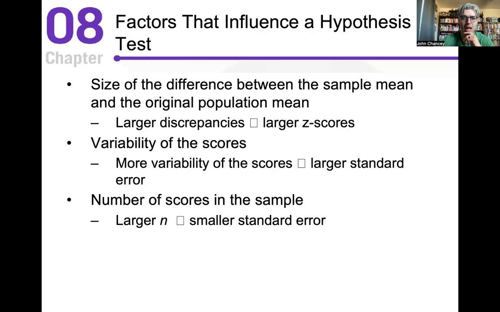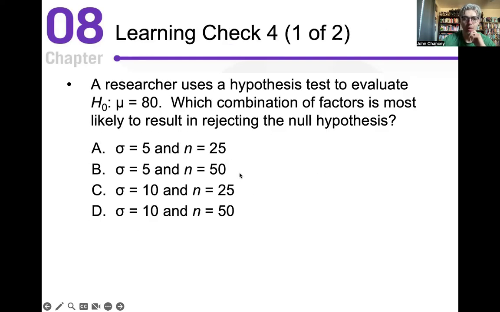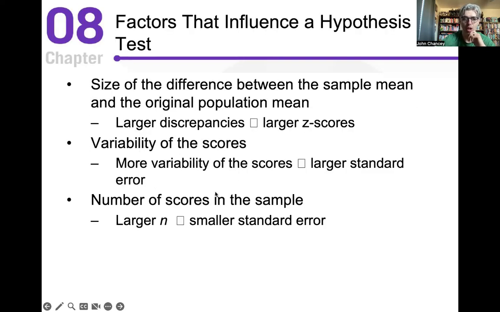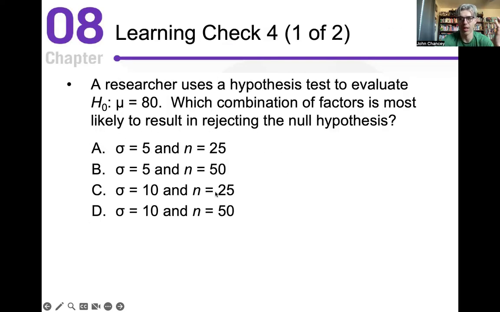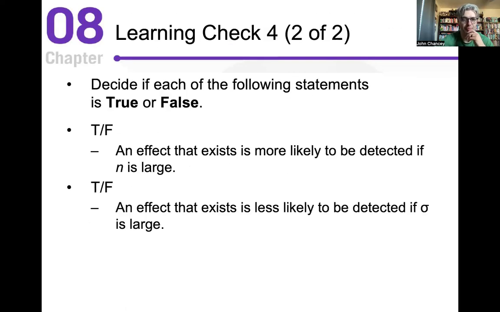If you go back a couple slides, some of those sampling ideas: larger discrepancies, larger z-scores, variability. This one we're talking about smaller variability, and also the largest sample size. Those are things that are going to influence a hypothesis test.